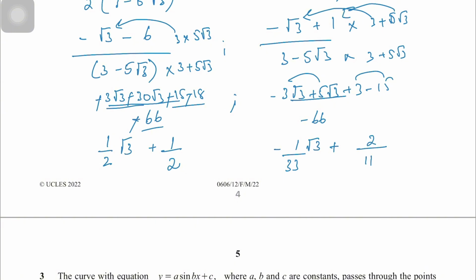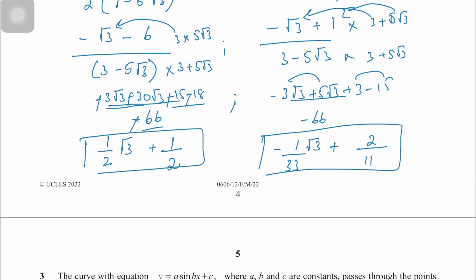That would be simple. That would be 12 over 66, which can be cancelled out by dividing both by 6. So this would be 2 and 11. So these are our final answers.